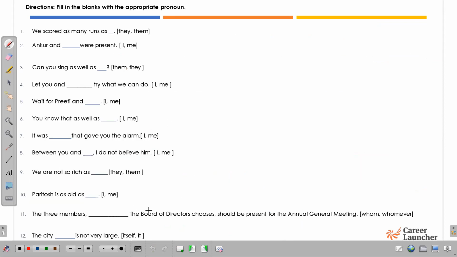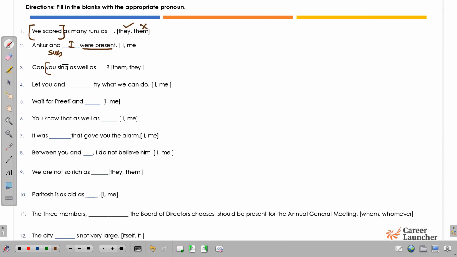Okay, now I hope you've solved this previously. So I'm just quickly discussing the answers. We scored, so again comparison, we scored as well as many runs as they did. Ankur and I, because we both were present, so these Ankur and I are the subjects of the story.